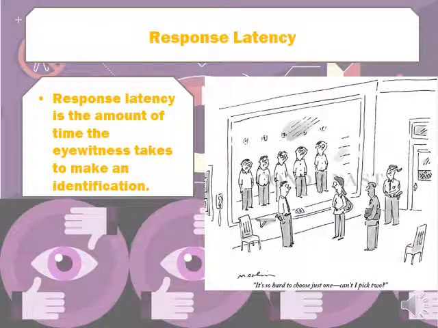Another is response latency, the amount of time the eyewitness takes to make an identification. Again, you have an individual who simply says, give me a week. Maybe it is the person, maybe it isn't. Give me a little bit of time, because I'm not too sure. I'm not 100% sure, I'm kind of 50-50. That individual is taking their time in making an identification, and that can also weigh in terms of eyewitness accountability.